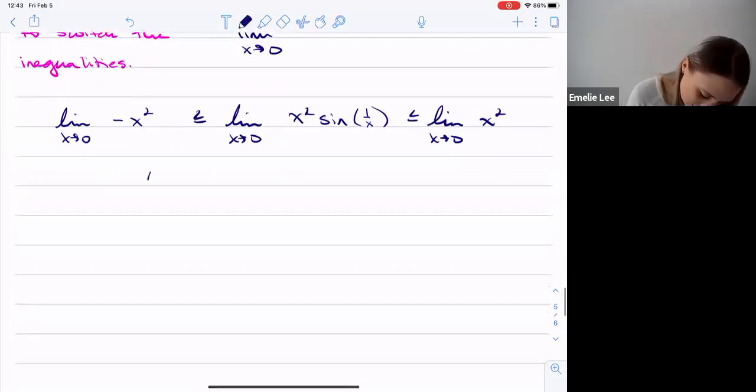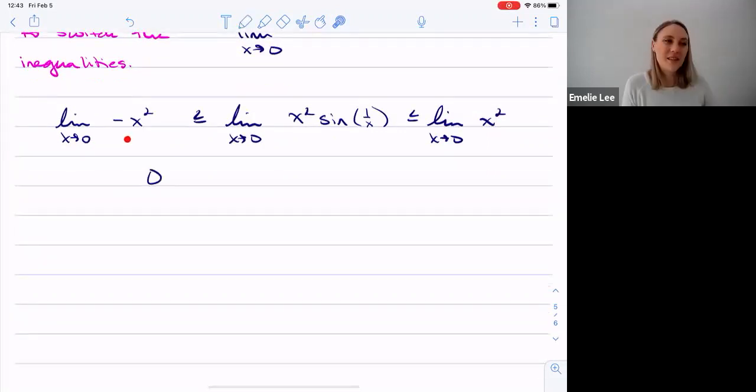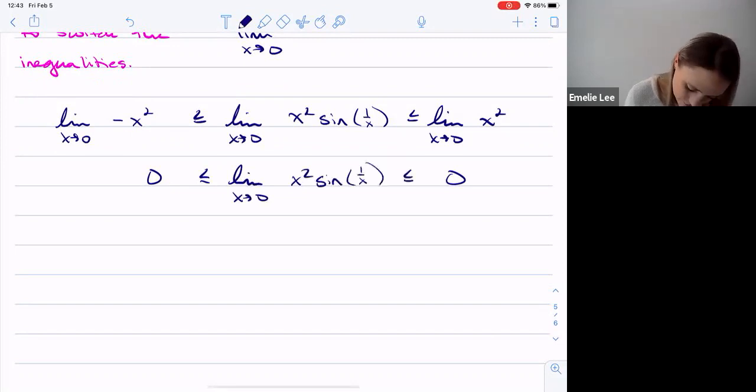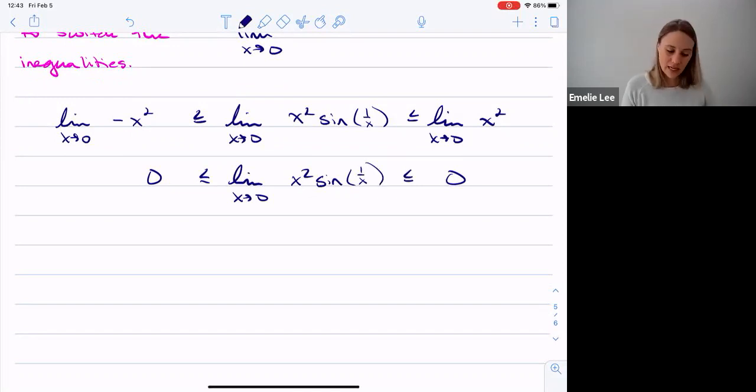And so here, the limit as x goes to 0 of negative x squared is 0. Same thing with the positive x squared. So even though I can't really do anything about calculating this limit directly, I'm able to use the squeeze theorem to establish that the limit is squeezed between 0 and 0. So by the squeeze theorem, this limit equals 0.